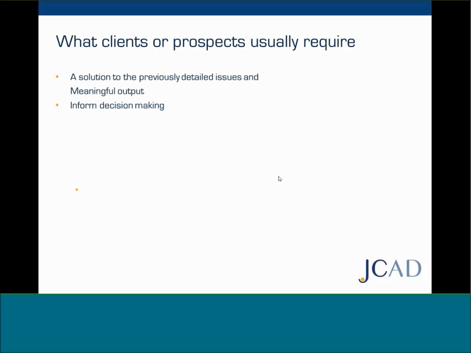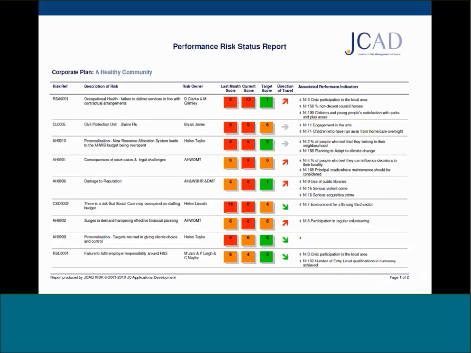So what our clients are usually trying to solve, those issues that I just identified, is to produce some meaningful output for operationally managing risks and also for management to inform decision making within your organization. Here are some examples of the output that our clients have wanted in the past. This is a nice one because it shows that the thing in focus is the corporate ambition, the corporate objective, beneath which we can see all those risks that have an impact upon the delivery of that particular objective, who the risk owner is, the previous scores, as well as the target score.